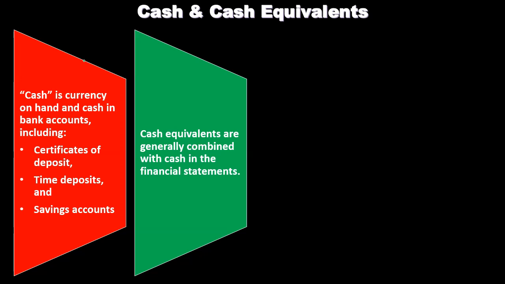Cash equivalents are generally combined with cash in the financial statements. Note then that when we're considering the books, we're typically thinking that a company on a trial balance would probably have a separate account for the different types of cash accounts and the different types of cash equivalent accounts. When we then go to the financial statements on the balance sheet, we would expect those to be combined into possibly just one line item called cash and cash equivalents on the balance sheet.